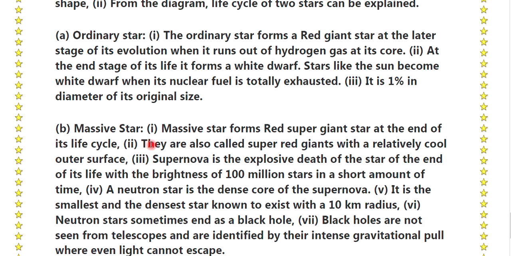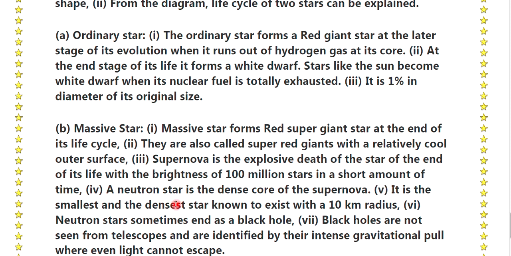B point, massive star. A massive star forms a red supergiant star at the end of its life cycle. Second point, they are also called super red giants with a relatively cool outer surface. Third point, supernova is the explosive death of the star at the end of its life with the brightness of 100 million stars in a short amount of time.